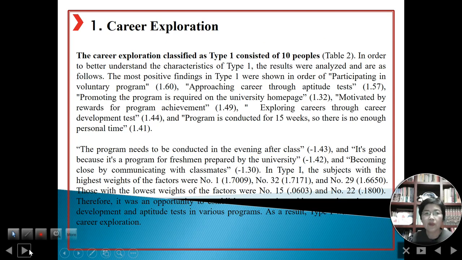On career exploration, the career exploration classified as type 1 consists of 10 people. In order to better understand the characteristics of type 1, the results were analyzed as follows. The most positive findings in type 1 were, in order, participating in voluntary programs, approaching careers through aptitude test, and so on, and below are the negative statements.